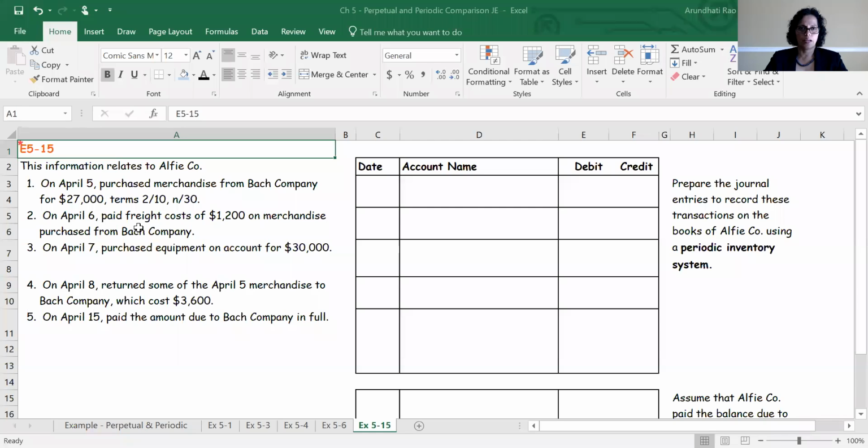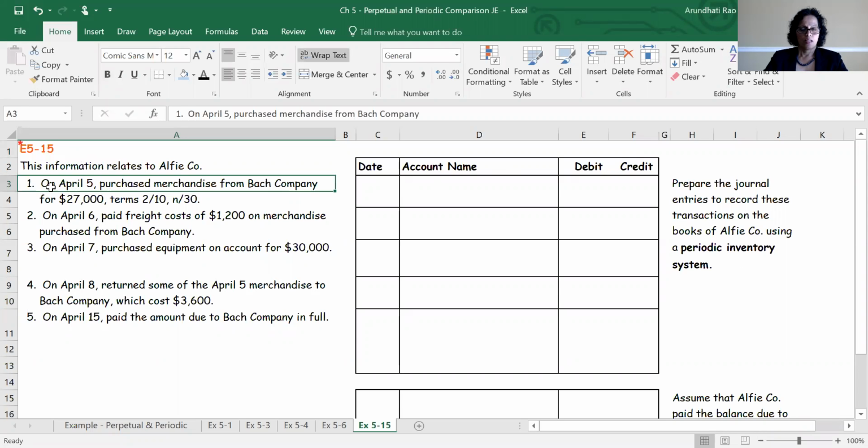And we'll be working on exercise 8-15 from our textbook. It's 5 transactions, and we'll see how to do each of these using the periodic inventory system in the books of the buyer. So again, it's the journal, so we have the columns for date, account name, debit, and credit. So let's start with the first transaction. The first transaction on April 5th, we purchased merchandise from Buck Company for $27,000. The terms are 2/10 net 30.